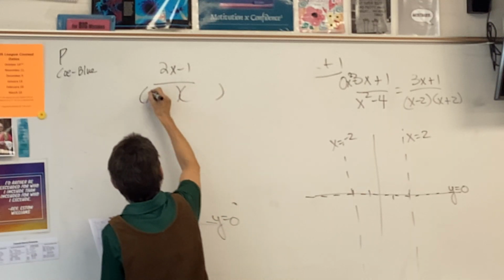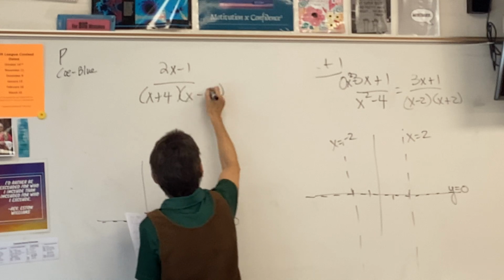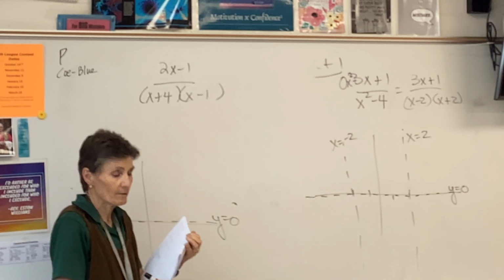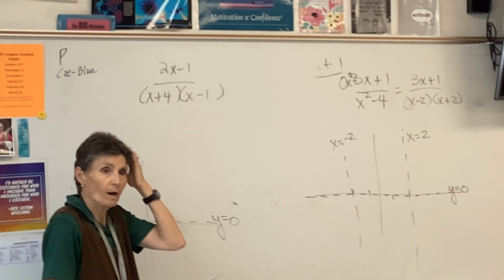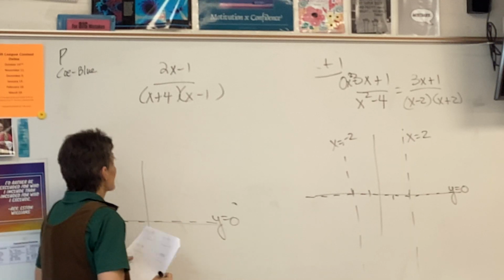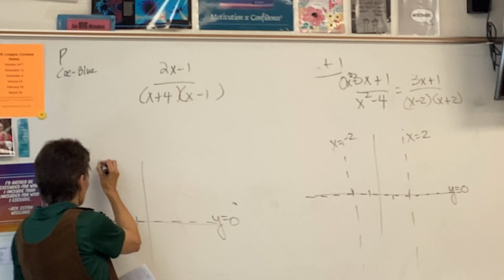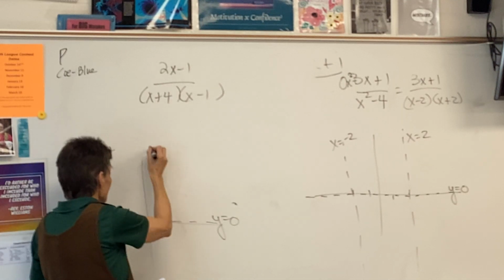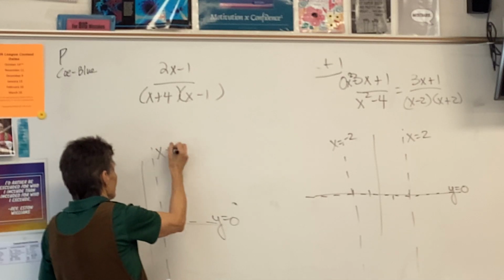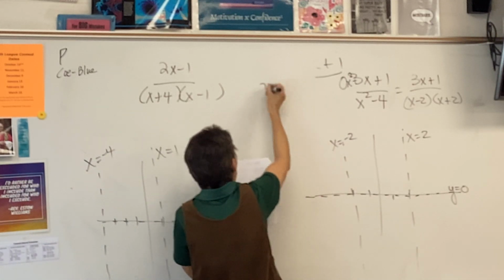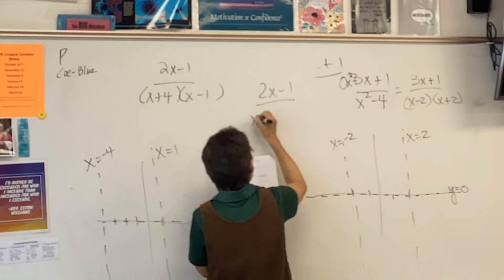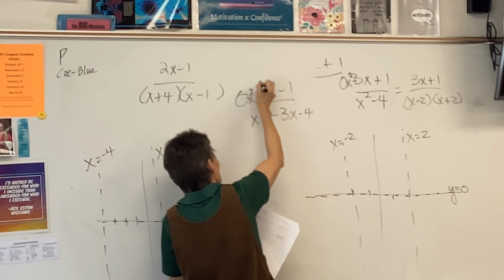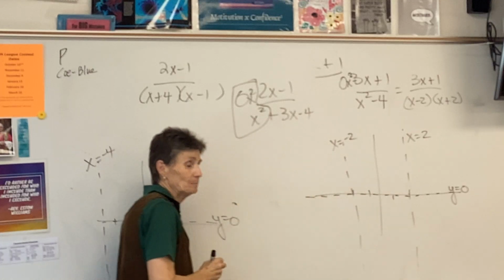X factor: minus 3, x minus 1. No, because 3 and 1 don't multiply to 4, so we need 4 and 1. So I have verticals at x equals negative 4 and at positive 1. And y, my horizontal, is at 0, because I don't have an x squared on the top.